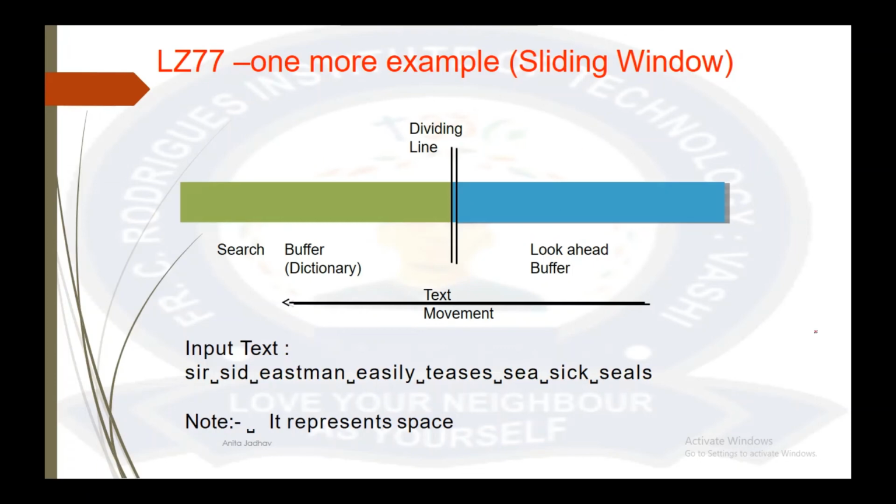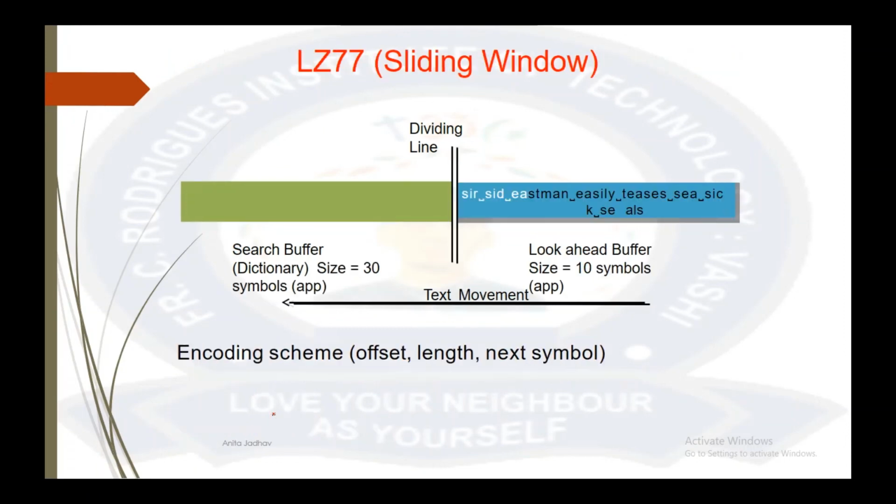Now let's see one more example of your sliding window. We will not be completely solving this. It's just to give you more idea about the procedure in which it works. So you have the search buffer here, you have the look ahead buffer, and the characters will be moving from right to left. So what is your input? You have Sir Sid Eastman easily please, C6 series. Here this particular symbol is representing the space. So let us start. I take all the things because I don't have any encoded portion, but it is written that the look ahead buffer will have 10 symbols, and the space will also be counted as one particular symbol.